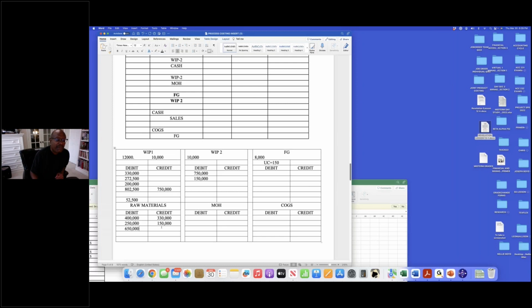Transferred out. Hold up. I missed that one. We transferred 480. So how much is left in raw materials? $170? Yes. Okay, so that takes care of the raw materials.